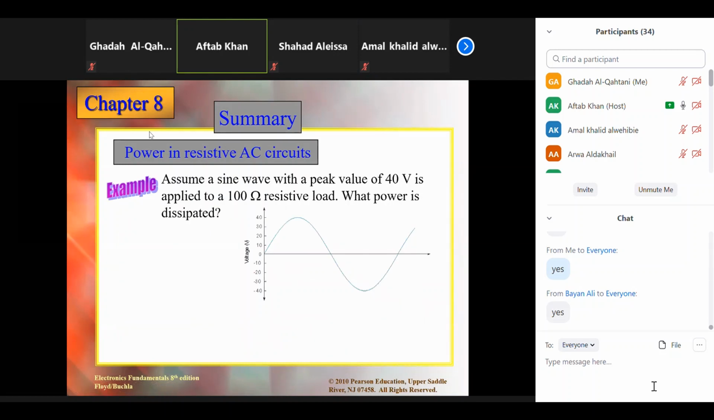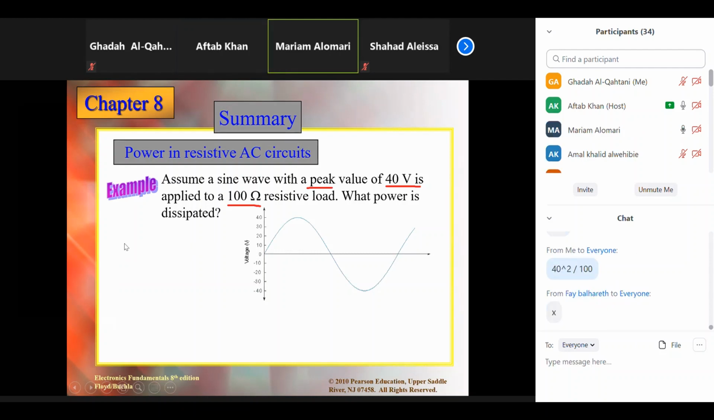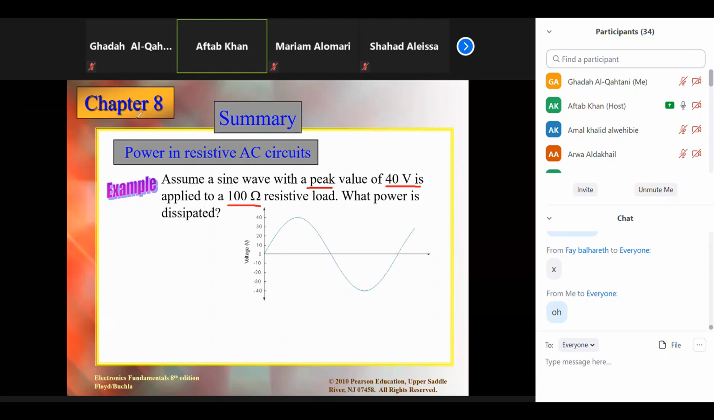Now, if this question comes, guys: calculate the sine wave power, what power is dissipated in a circuit where the peak value is given as 40 volts and applied to 100 ohms. So we have been given the peak value. What do we need to do? For the given peak value, find VRMS. Yes, a very important thing is you need to find the VRMS. If you do not find it, you will get 0. Without VRMS, it is just a DC value and it is wrong.